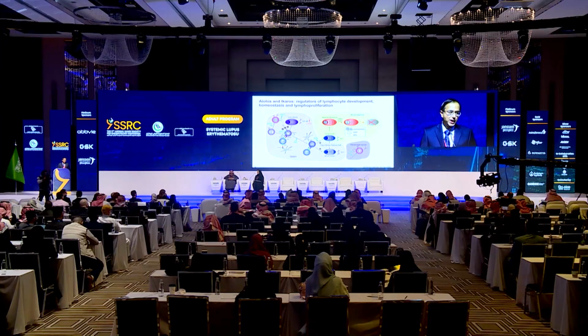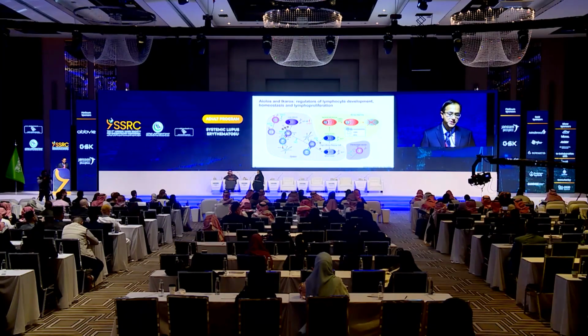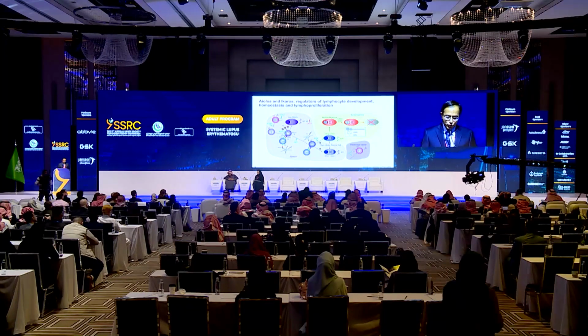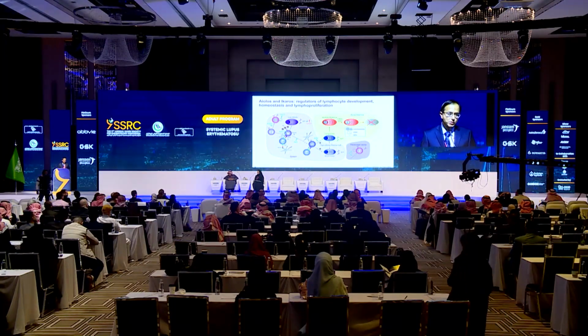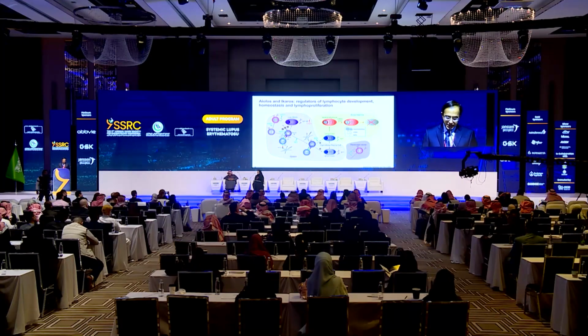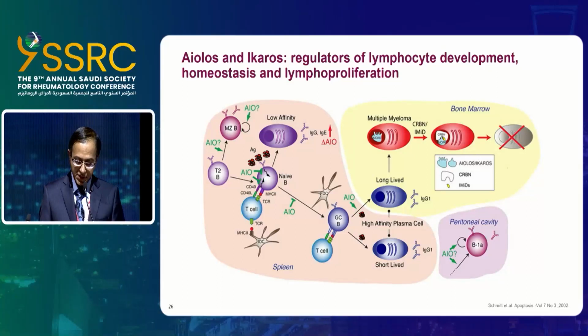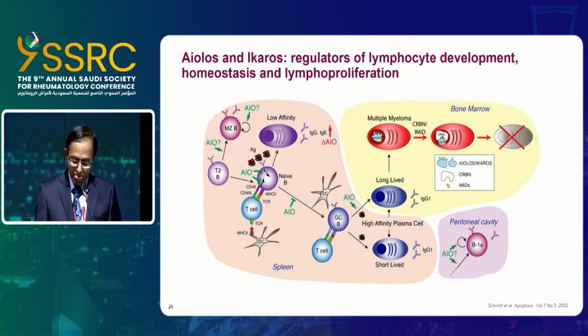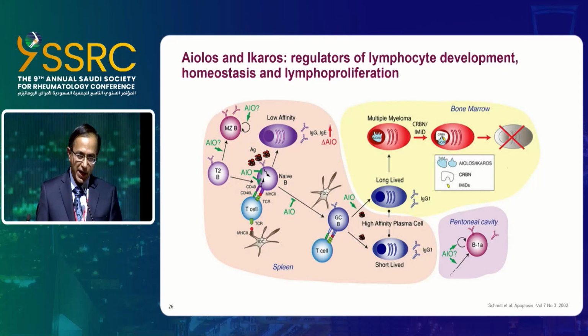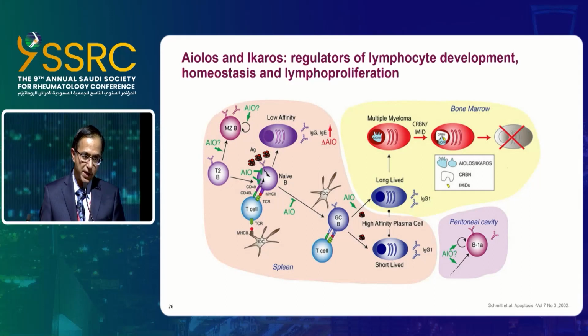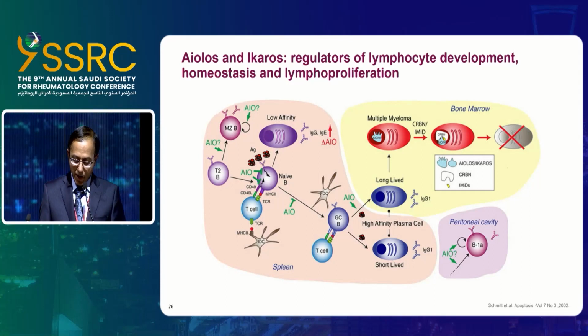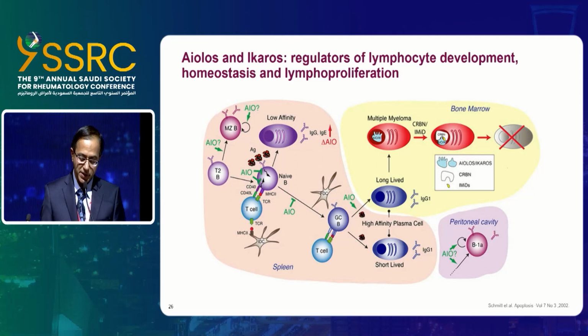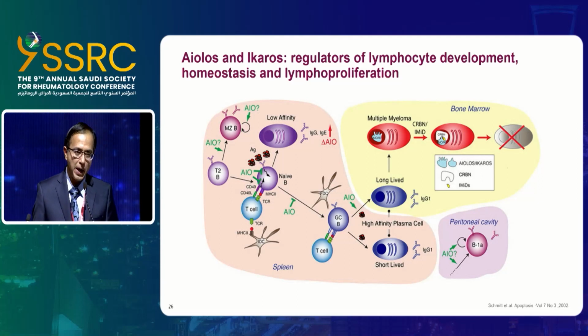So there is a cereblon inhibitor, which is also called CC-220. There are two molecules. One is called Ikaros and the other is called Aiolos. These are the two regulators of lymphocyte development, homeostasis, and lymphoproliferation. If you look at the right-hand side, when the lymphocyte development is deranged or there is dysregulation of lymphocyte development, it leads to different imbalance in the immune system as well as in malignancy. There is data shown on multiple myeloma as well as immune-mediated inflammatory disease.